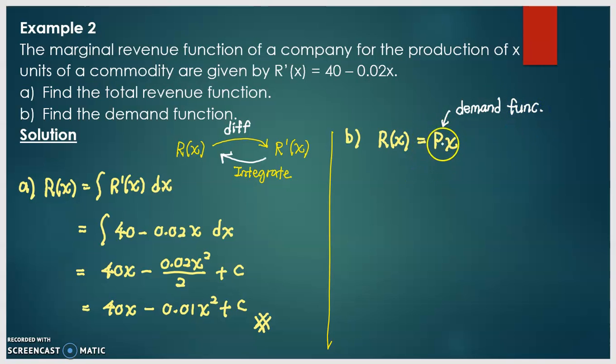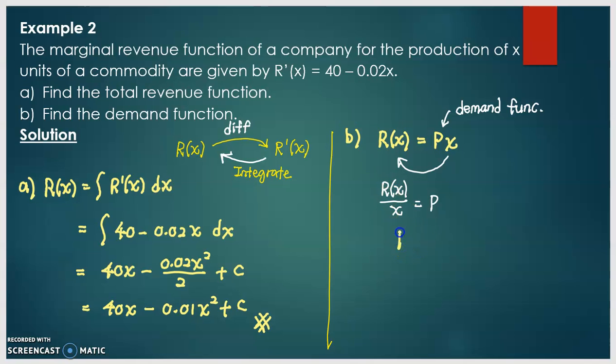So if you want to find the demand function, it means that if I want to find P, I will divide by x on the right hand side. So this one will become R(x) on the left hand side. So R(x) over x will be equal to P, the demand function. So it means that R(x) divided by x. It's just like the average revenue function. So the demand function is equal to the average revenue function. It means that P, the demand function, is R(x) over x.